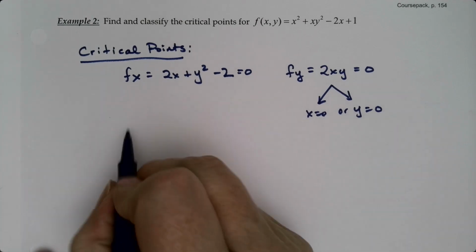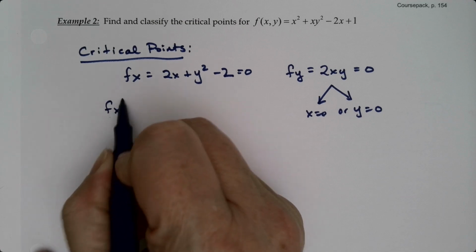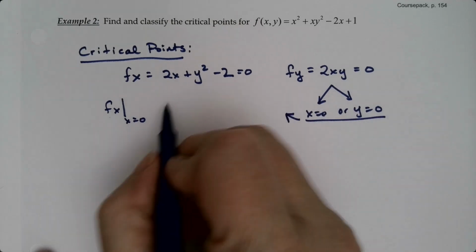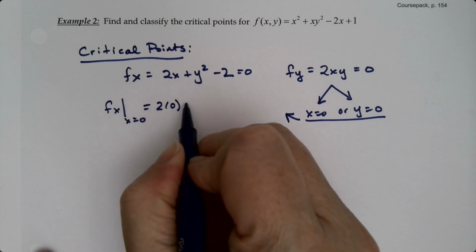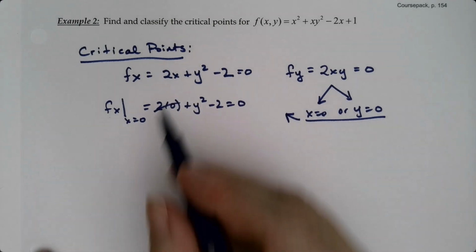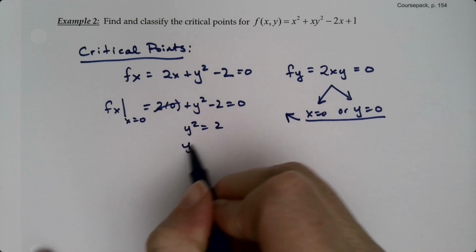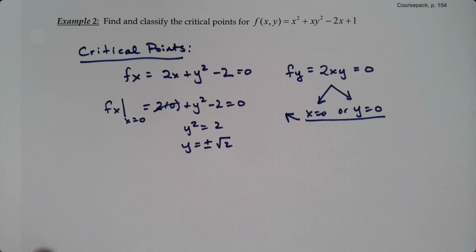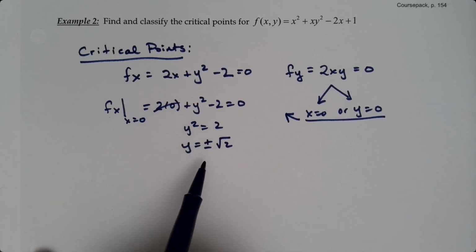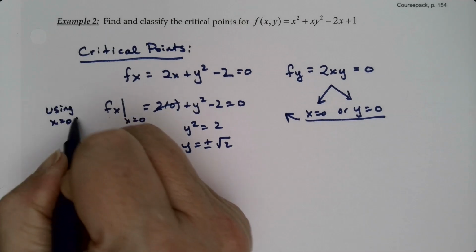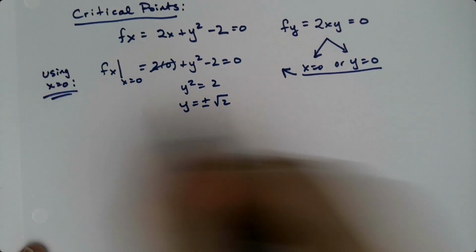So you'd say, oh, okay, so what's f x at x equals 0? So we're going to take these values and we're going to plug them in back here. That would be 2 times 0 plus y squared minus 2 would have to be 0. So that's gone, right? y squared would have to be 2, so y equals plus or minus the square root of 2. I can't forget that plus or minus that we learned about in Algebra 1 class a long time ago, right? Whenever you take the square root of both sides, plus or minus. All right, so let me write this down. Using x equals 0.